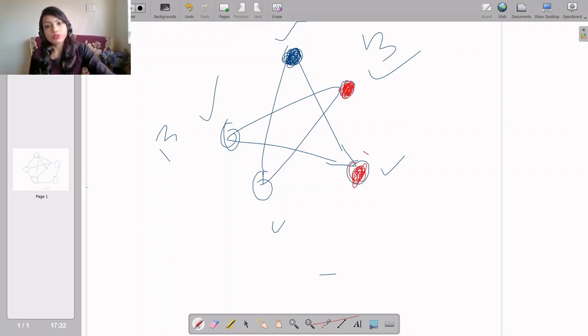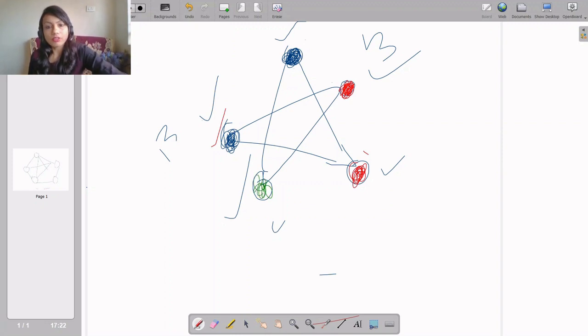So I cannot use only red here. Then can I use blue here? Yes, I can use blue here, because what is adjacent to this is red. So I'll be using blue here. Next, which vertex is remaining? Only this. I can't use blue here. Can I use red here? No. So I'll use something called green.